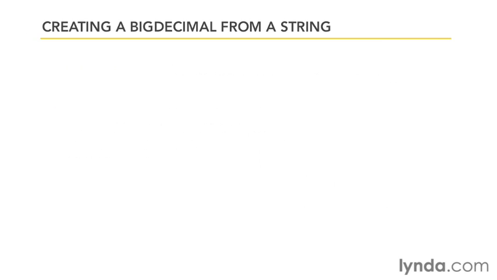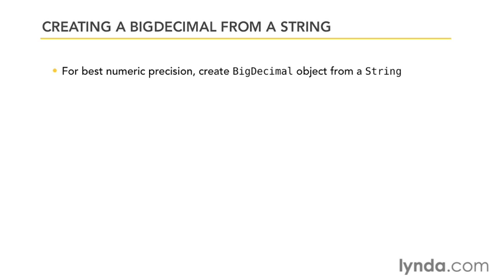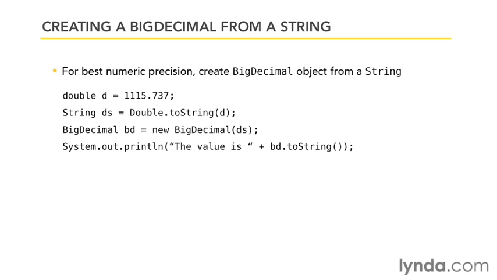So when you're working with currency values, it's strongly recommended that you construct your BigDecimals based on strings. This guarantees that you're talking about exactly the value you think you're talking about. Let's say, for example, that you start off with a double value, once again, of 1115.37. Before you create your instance of BigDecimal, you should first get a string representation of the number. This guarantees that any additional decimal values are truncated, and you're only working with the value you want.